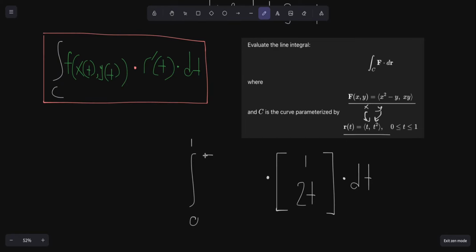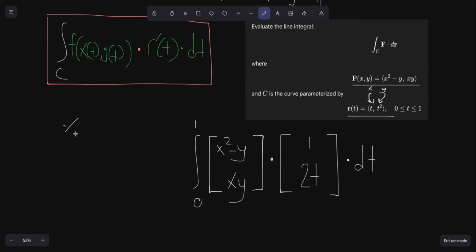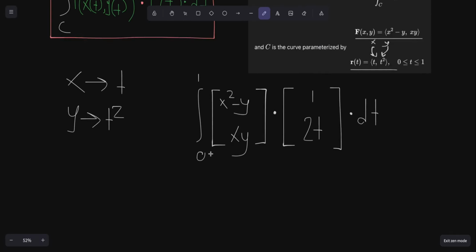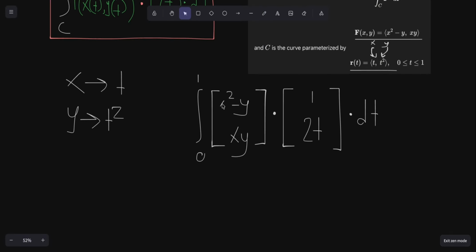And then our original function here was x squared y minus y, and then xy. But recall that x turns into t, and y turns into t squared. And so instead of x squared, we have t squared. That's easy. Minus y, well, y is also t squared. So that's very nice, right? That's just going to be 0. And then x times y, well, t times t squared, that's just going to be t to the third power.